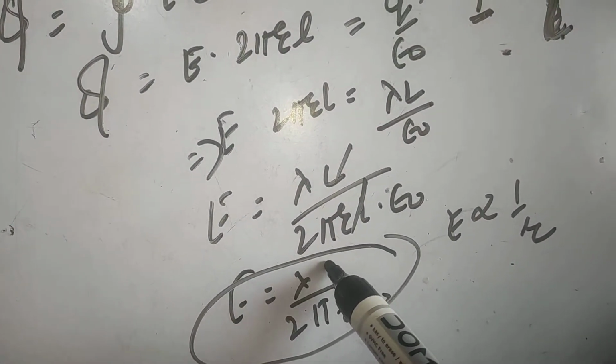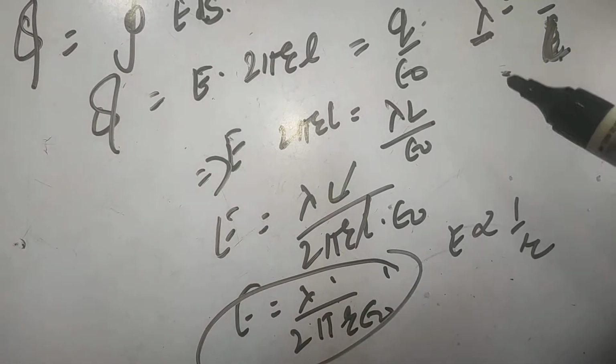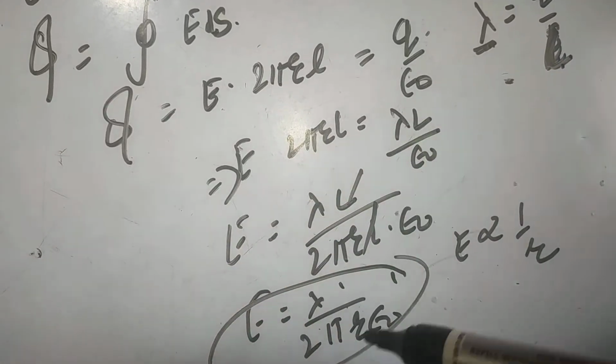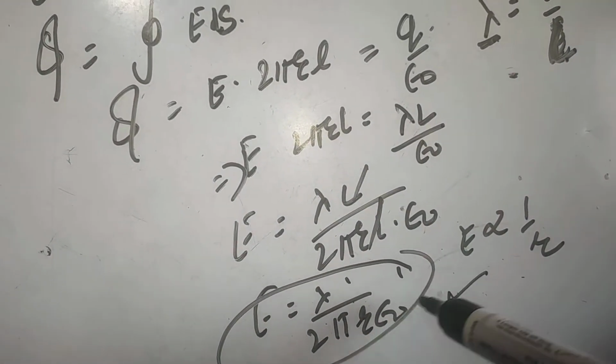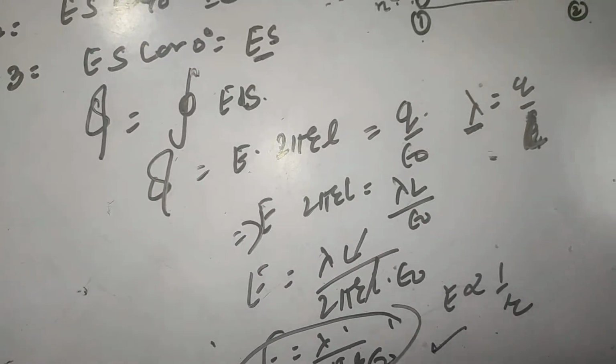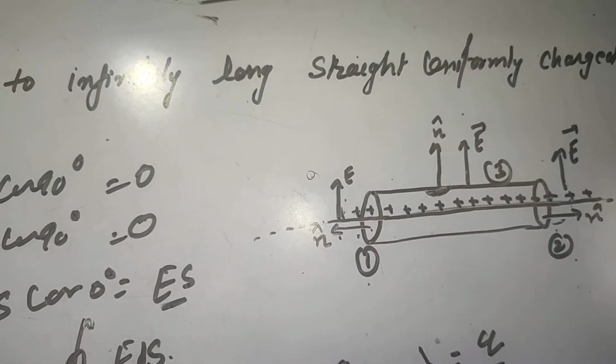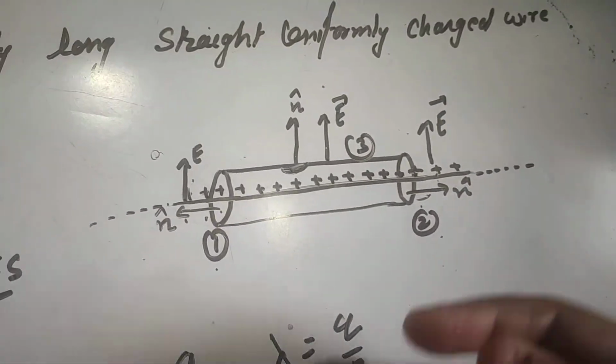Also, if lambda is greater than 0, means if lambda is positive, the lines are directed outward, right? And if it is negative, it is directed inward. So this is the field intensity for a linear charged straight wire. We can easily prove that the direction is radially along the radius.